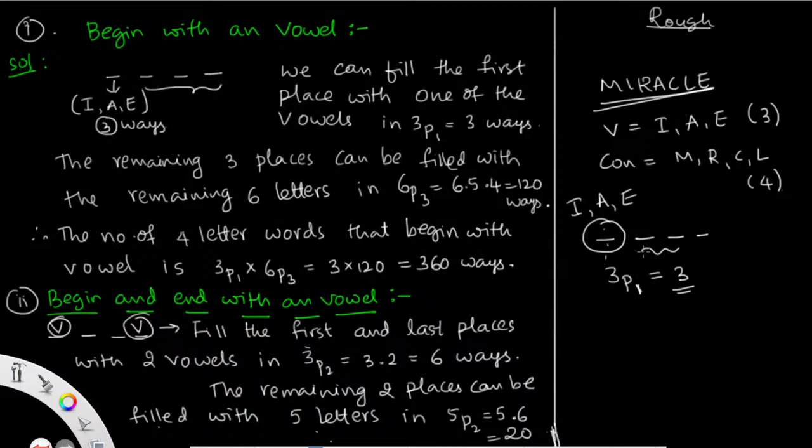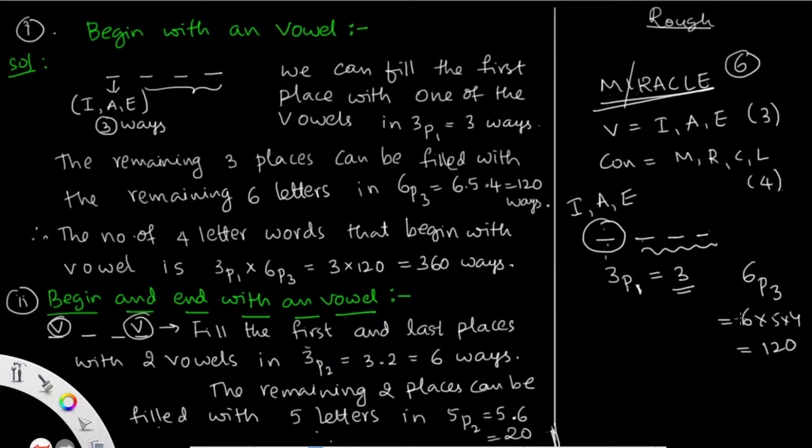Then how many places are left? So that is 1, 2, 3 places left. In "miracle" I will be cut, so how many letters remain? 6 letters are there after eliminating I, and we have to fill the remaining 6 letters into 3 blank places. So that is how many ways? Nothing but 6 letters, 3 blank places. That is done in 6P3, that is 6 into 5 into 4, nothing but 120 ways.